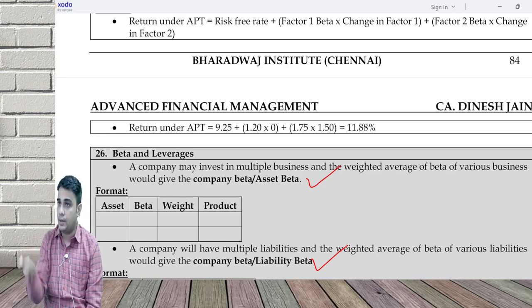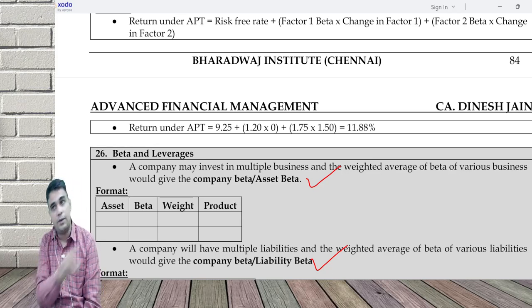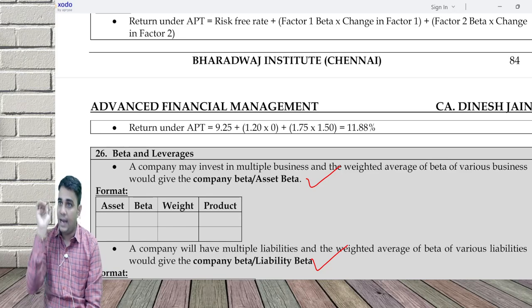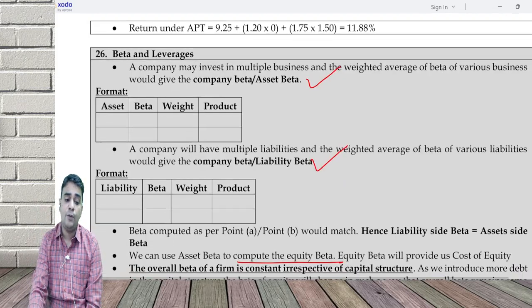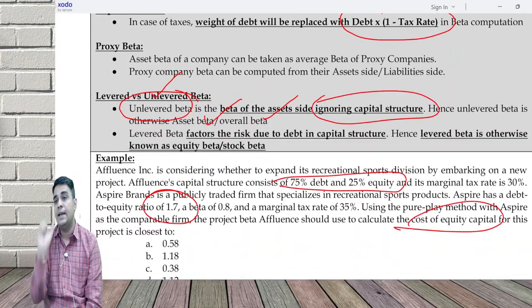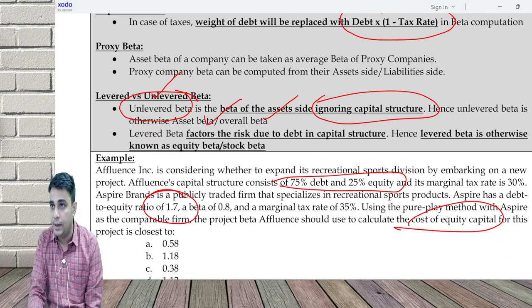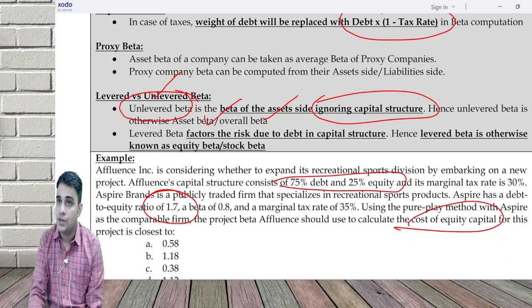Equity beta can be used to calculate cost of equity. Debt beta can be used to calculate cost of debt. Overall beta can be used to calculate cost of capital. We don't use overall beta, we don't use debt beta, we use only equity beta. Equity beta will give me cost of equity. I'll have cost of debt, do a WACC format and get the cost of capital. Equity beta is otherwise called your levered beta, and asset beta is otherwise called your unlevered beta.